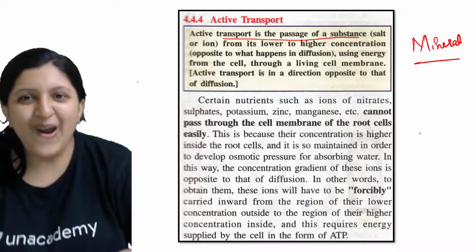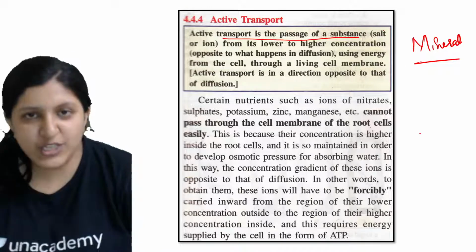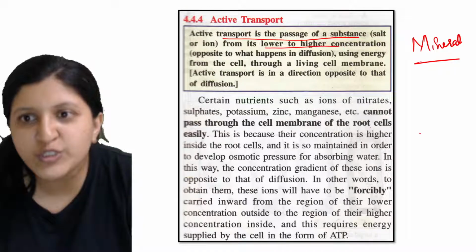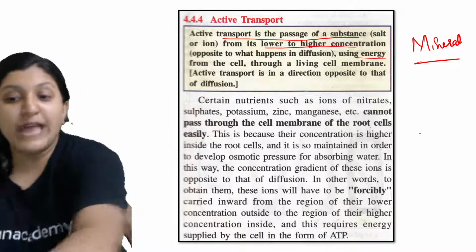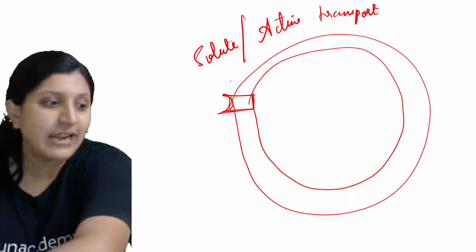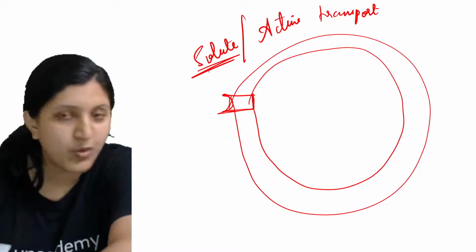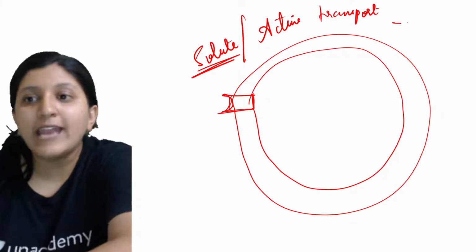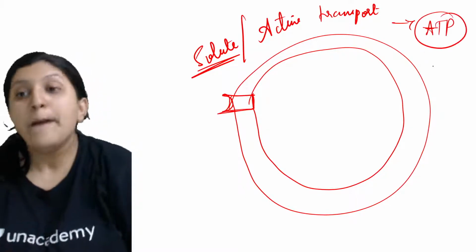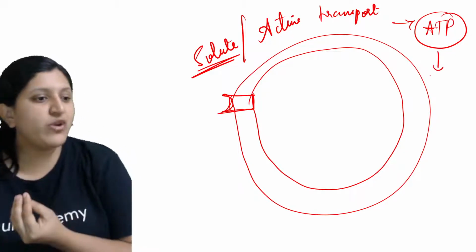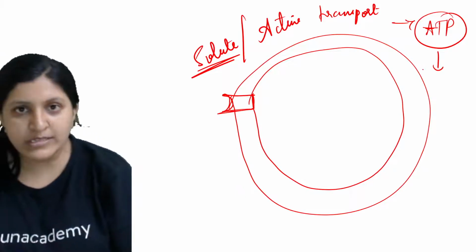All right, so let's see this. Active transport is basically passage of a substance from lower to higher concentration, using energy. That is the keyword that you need to use. The solute has to move in, so energy has to be used. Why is there an ATP requirement? Because naturally, the movement is always from a high concentrated area to a low concentrated area.